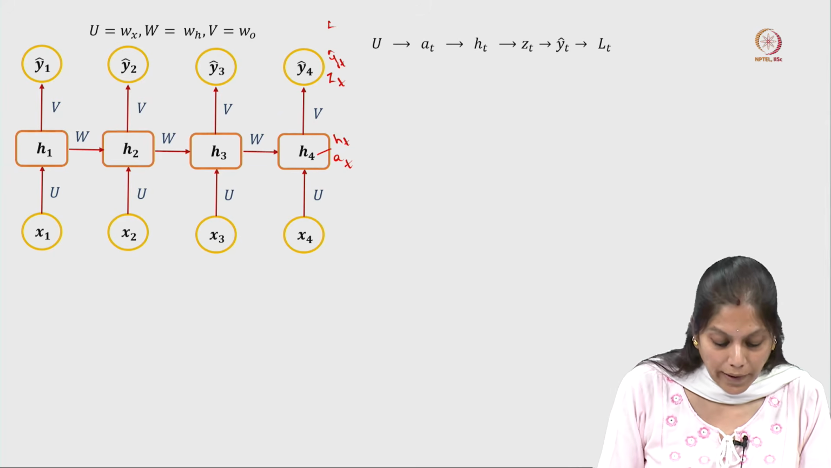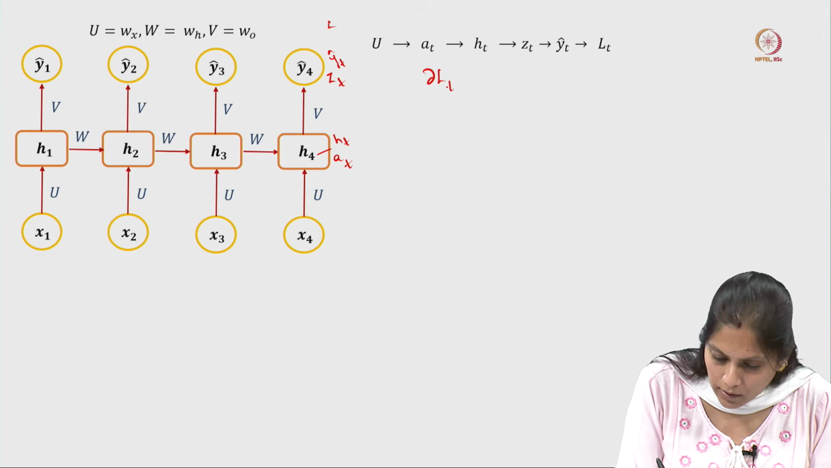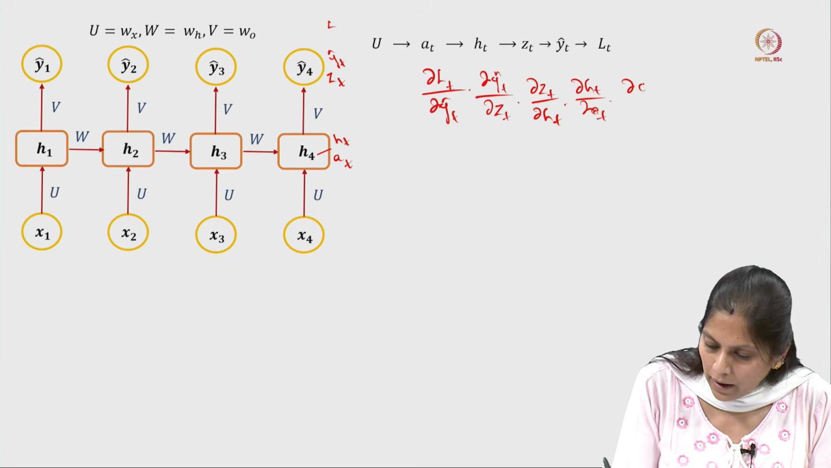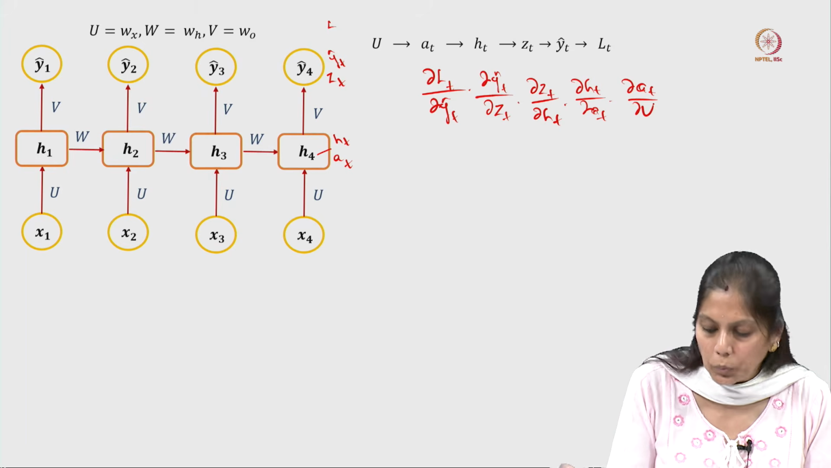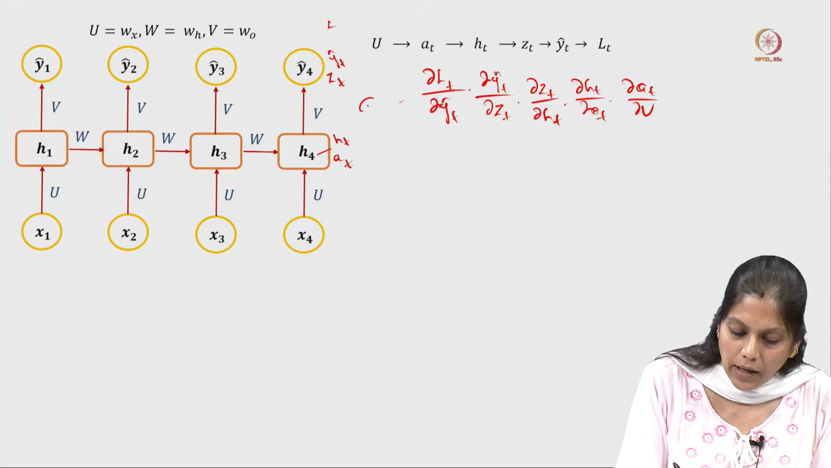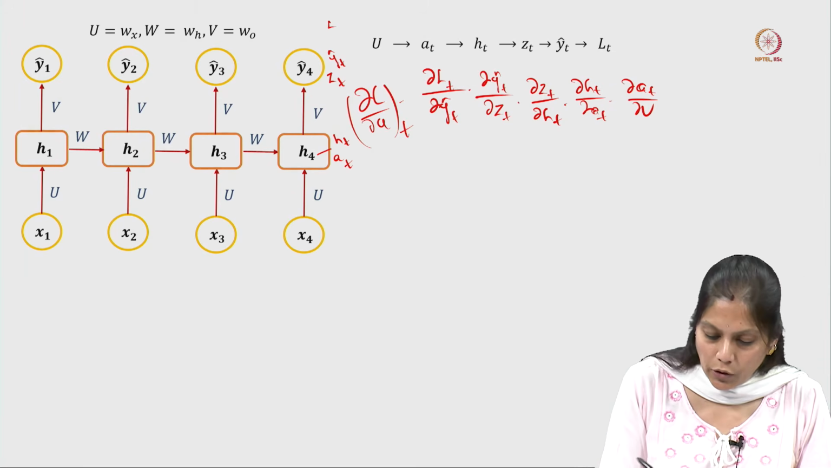So, how will you write the chain rule? Derivative of loss at a particular time is with respect to y t hat, then y t hat with respect to z t, then z t with respect to h t, then h t with respect to a t, then a t with respect to U. This is at a particular time step, which means the derivative of loss with respect to U at a particular time step. So, now go back and start substituting the values.